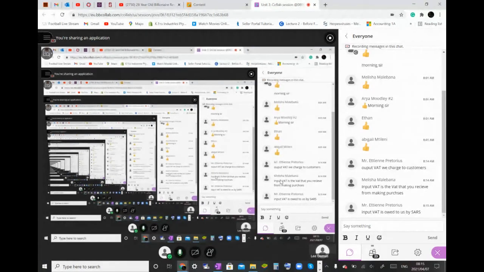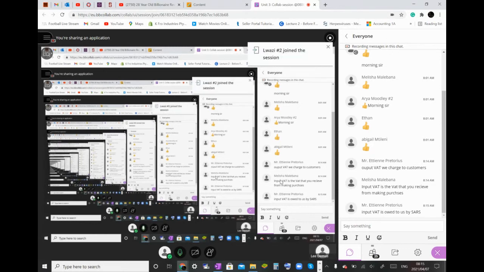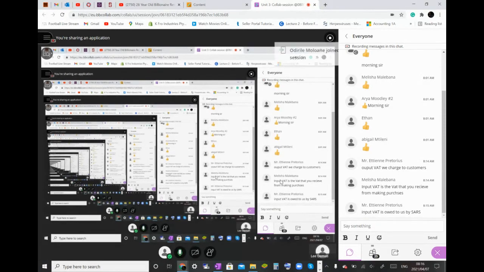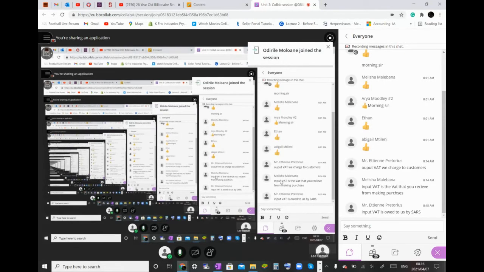As a VAT vendor, there are two types of VAT that we will find ourselves playing around with. The first type of VAT is that of input VAT. Input VAT is the VAT that you incur. So for instance, let's say we're running a spaza shop. In our spaza shop, we have sweets, Coca-Cola, pies, crisps, your Simba chips and the like, your Lays.